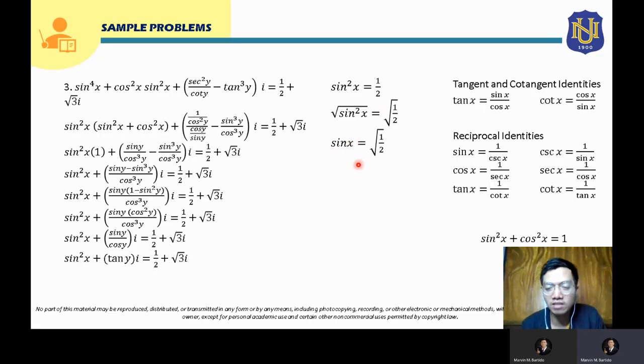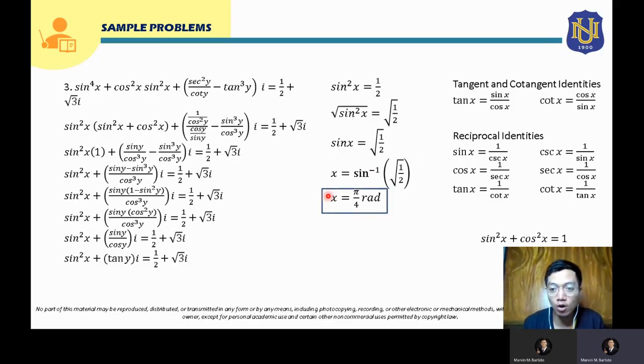And to solve for x, we just take the arc sine of the square root of 1/2. So the value of x will be arc sine of square root of 1/2. Inputting this in your calculator, that will be 1/4 pi, so 1/4 pi radian. This will now be the answer for the value of x.